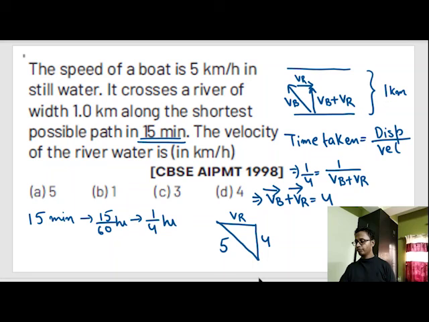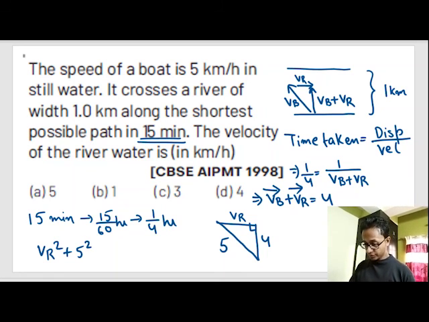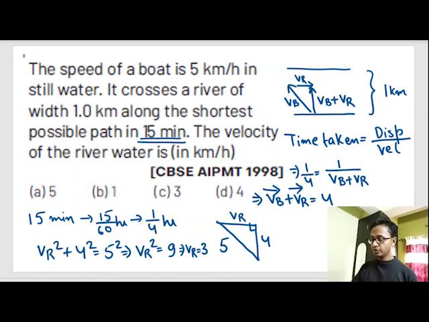Now from Pythagoras theorem we can easily say that VR square plus 4 square is equal to 5 square, or VR square is equal to 5 square minus 4 square, that is 25 minus 16, which is nothing but 9, or VR is equal to root over 9, which is equal to 3. So our correct option is option number 3.